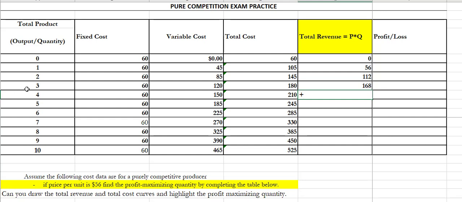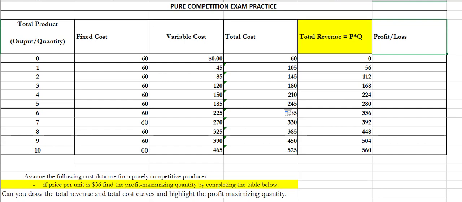So, if you keep going, you get it? Let's see if we can get them all in here. That's your total revenue, price times quantity. Now let's figure out this final column. Your profit or your losses?